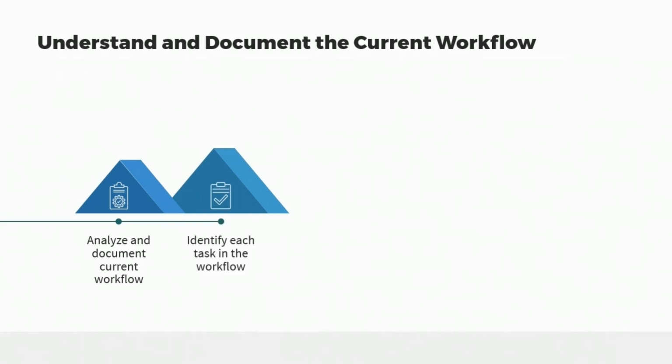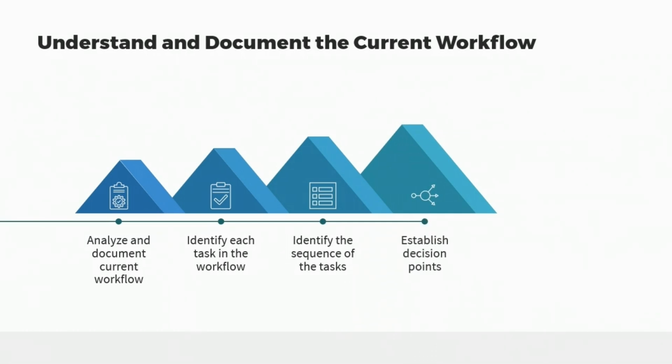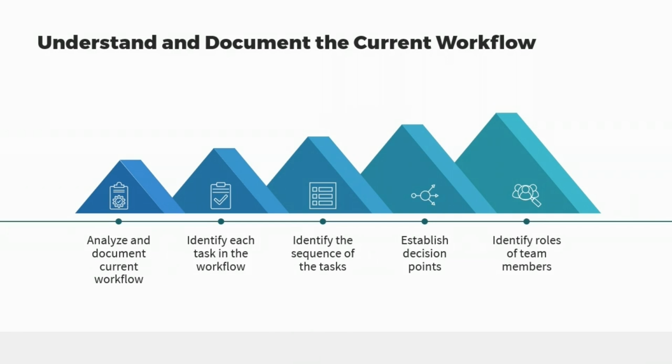Then we can identify and document individual tasks performed within the workflow, including their dependencies, their requirements, and their outputs. And after that, we can determine the sequential order in which tasks are performed within the workflow to ensure logical flow and continuity. And then we can identify decision points within the workflow where specific actions or paths are determined based on predefined criteria or conditions. And then finally, we document the roles and responsibilities of team members that are involved in executing the various tasks within the workflow to ensure clarity and accountability.